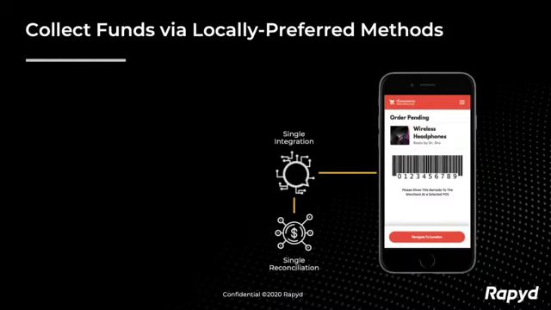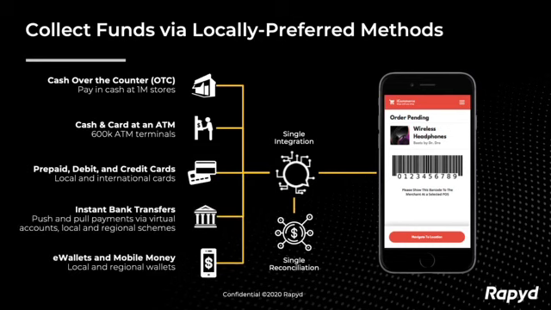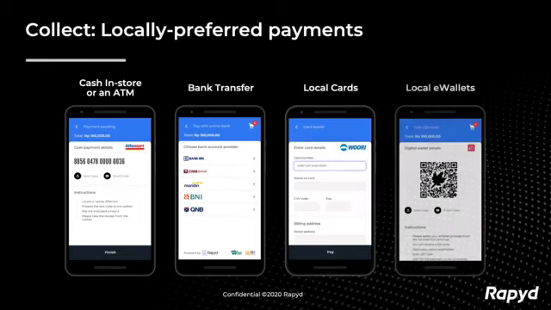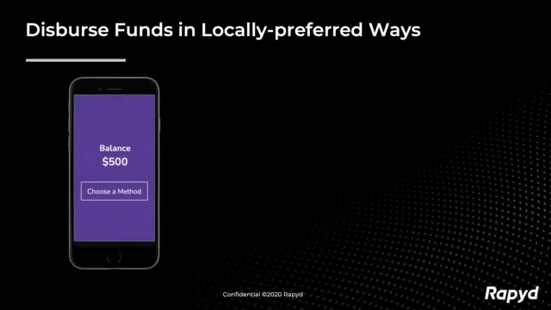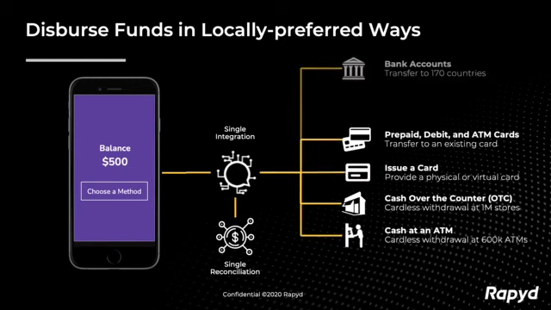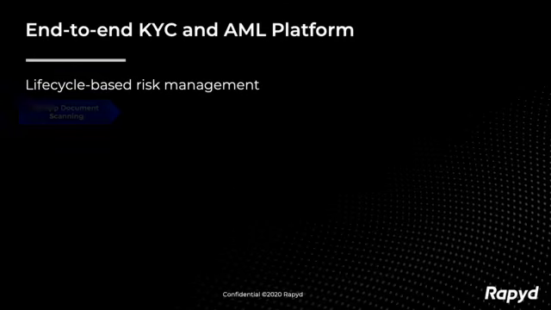As I said earlier, we can collect funds through all the local preferred methods, whether it's cash over the counter, prepaid debit cards, bank transfers, or e-wallets. And we can also disburse funds in your locally preferred ways. So we help you complete the loop by not only collecting funds for you, we can also disburse in all the payment modes which are there on the right-hand side. This completes the loop for you if you're a marketplace, or if you're looking at not only collecting, but there are certain disbursement requirements, we can ensure that we can do this for you.